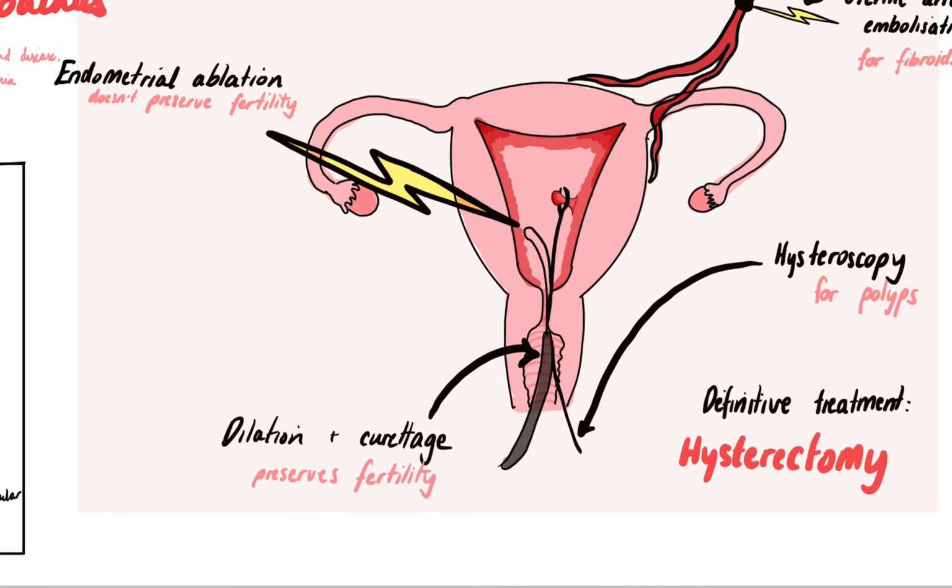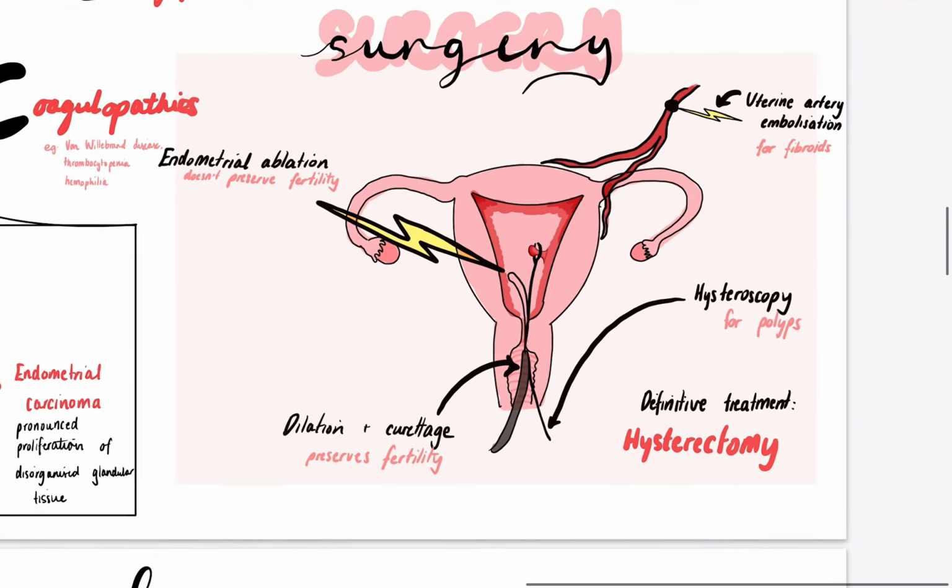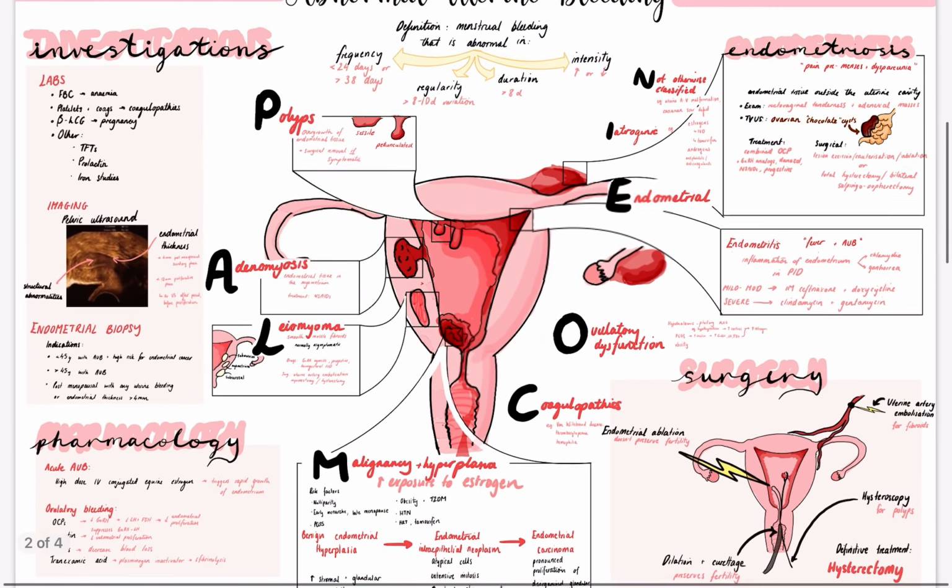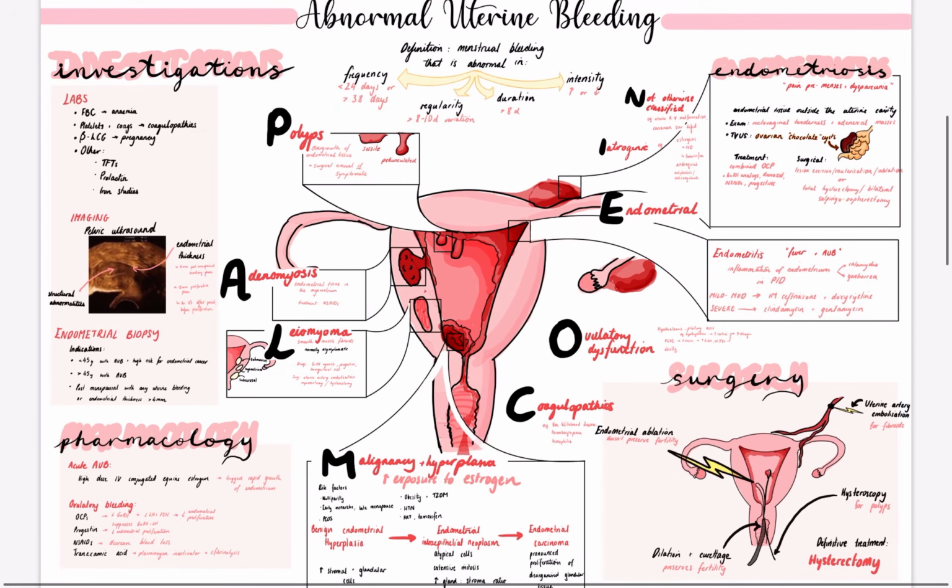So all in all, when deciding the treatment for abnormal uterine bleeding, it's very important to interact with the patient, talk to them about what they want, about their future plans, and any plans for pregnancy should be taken into consideration so that the most conservative approach can be used.